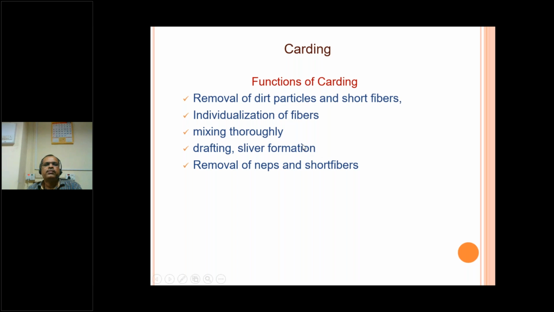Sliver is the first stage of the yarn shape, and drafting is the stretching of the fibers to make them parallel to the axis. It will stretch the fibers, and they will be arranged parallel to the axis of this long length sliver. Then removal of neps and short fibers. Neps are entangled masses of fibers present in the material. They may be due to immature fibers and some entangled formation during the blow room beating and cleaning. That will be removed here. Otherwise, if these are present, they will make the yarn non-uniform, which will reflect in the fabric, and the fabric will not look good.